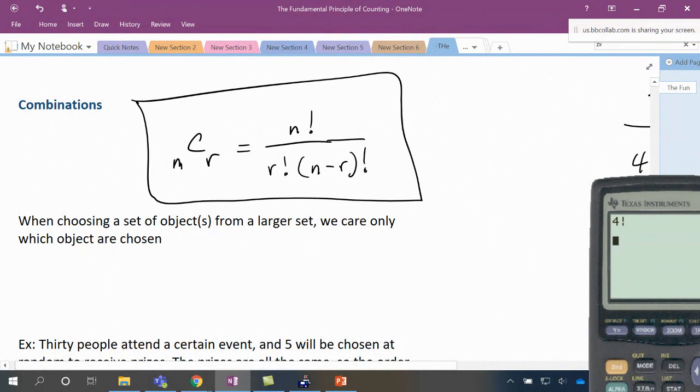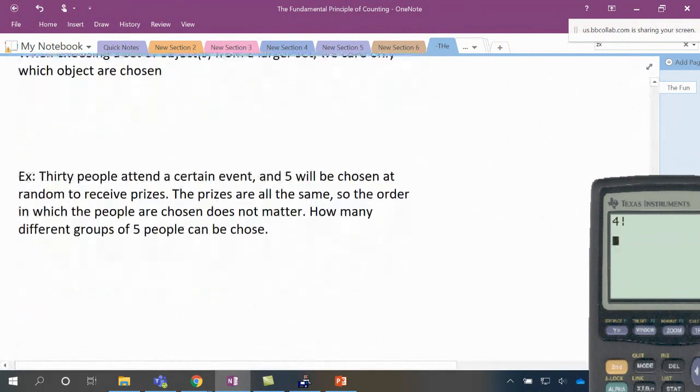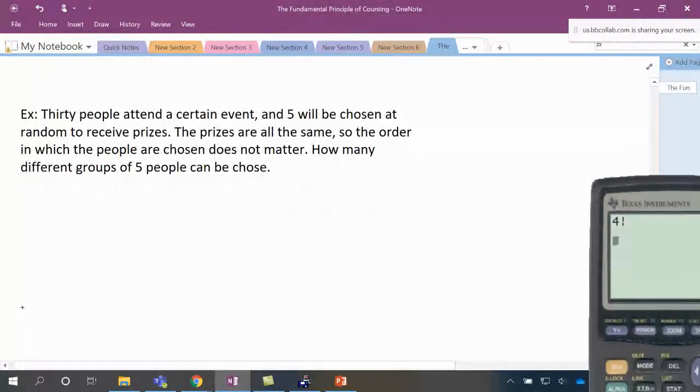So what is a combination? When choosing a set of objects, or an object from a larger set, when we only care about the objects that are chosen, we use a combination. Here is an example. 30 people attend a certain event, and 5 will be chosen at random to receive prizes. The prizes are all the same, so the order in which the people are chosen does not matter. How many different groups of 5 people can be chosen?